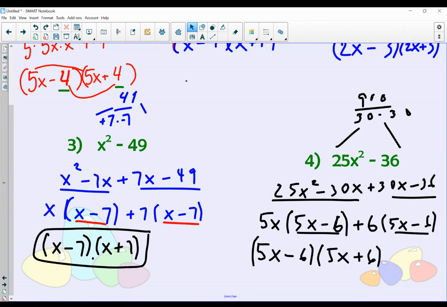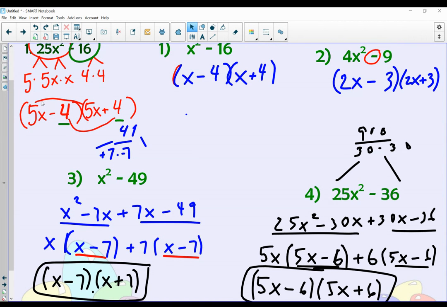There we go. And that's it. So you can do it by factoring by grouping, or you can do it by the method above. Okay? Either way, you need to identify that these are perfect squares that you're dealing with.